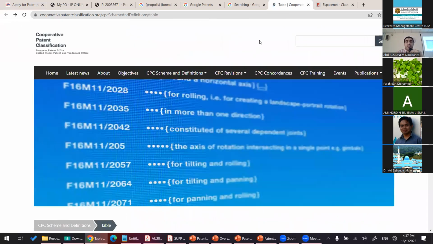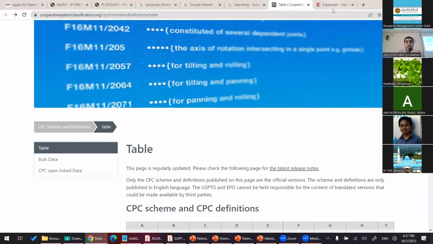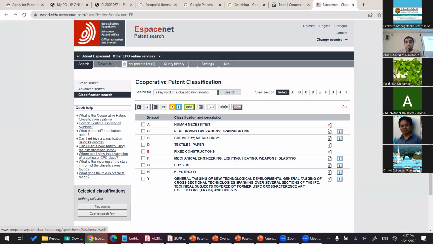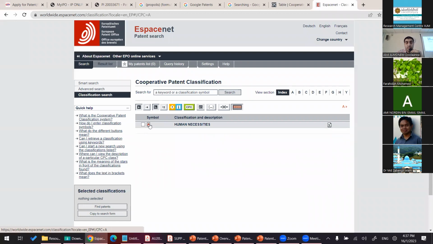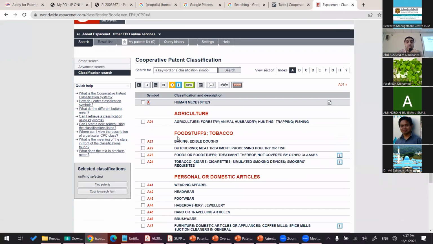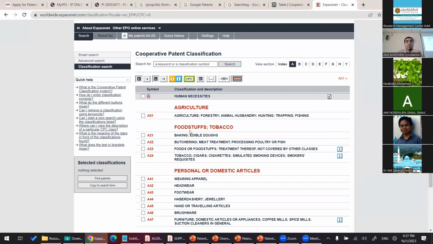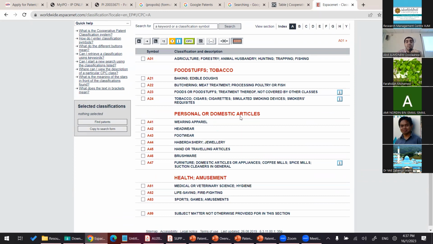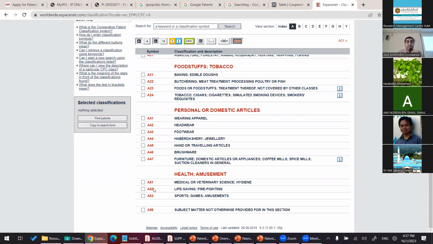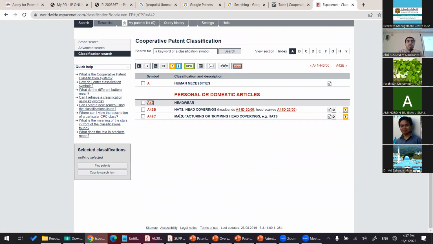For example, A for human necessities. Under A01, agriculture, foodstuff and tobacco under A2. Then personal or domestic articles under A4. Under health, this one A6. So for example, under personal or domestic articles, A41, if it's headwear, A42, if you are looking for A42, we have hats, head coverings, and so on.